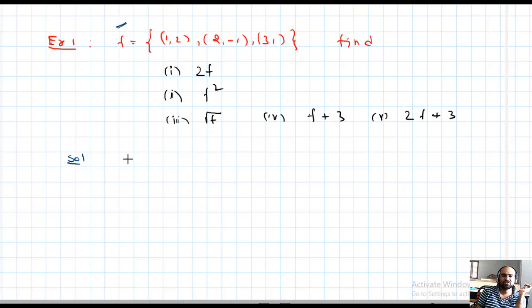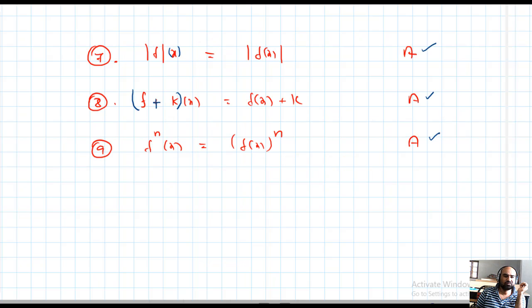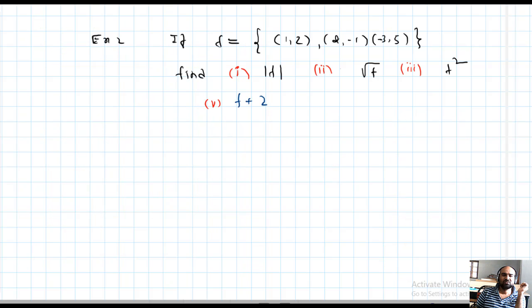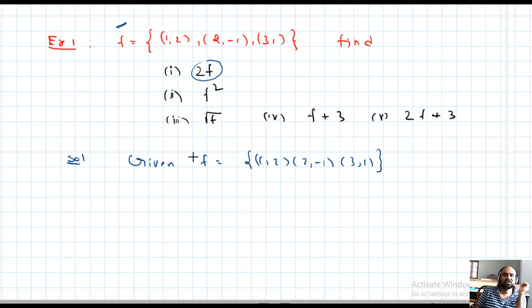Solution. First, given f equals {(1,2), (2,-1), (3,1)}. So clearly I explained what is the domain of this function. What is the domain of f, that is the domain of 2f. I will show you. Here, see, what is the domain? A only. So that's why, what is the domain of the resulting function?